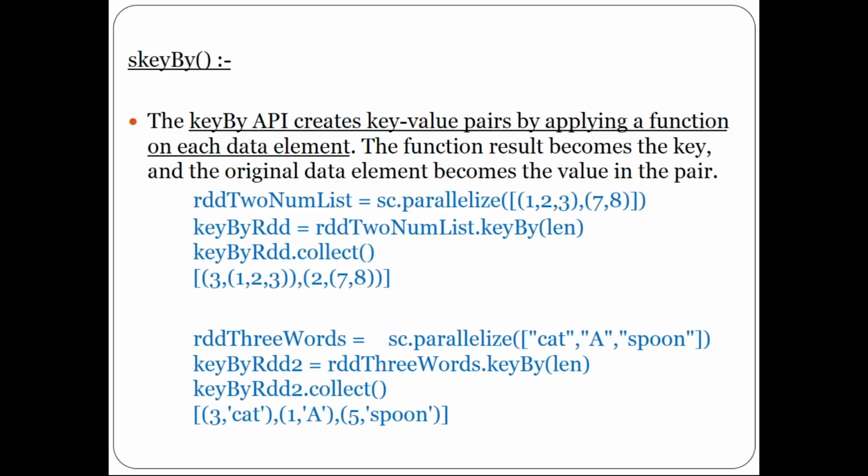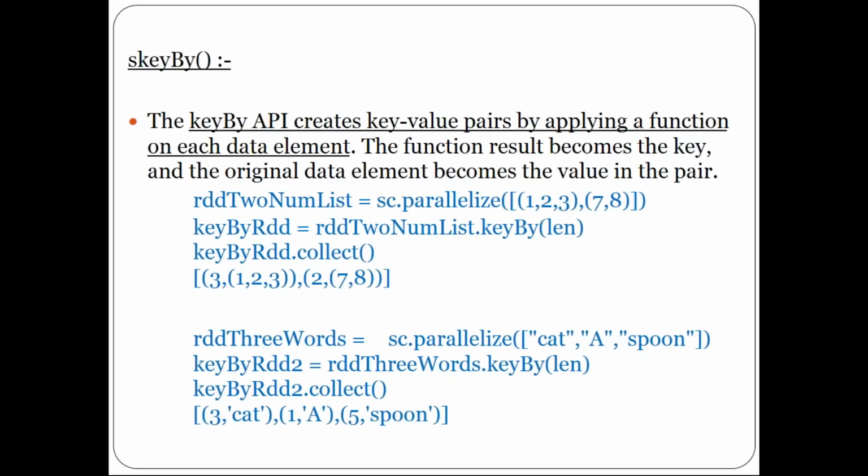Okay, key by. Key by means, guys, carefully observe please, it's very important. The key by API creates key value pairs by applying a function on each data element. The function results become the key and the original data elements become the value in the pair. Very confusing, but be clear. The key by API creates key value pairs by applying a function on each data element. On each data element means where?